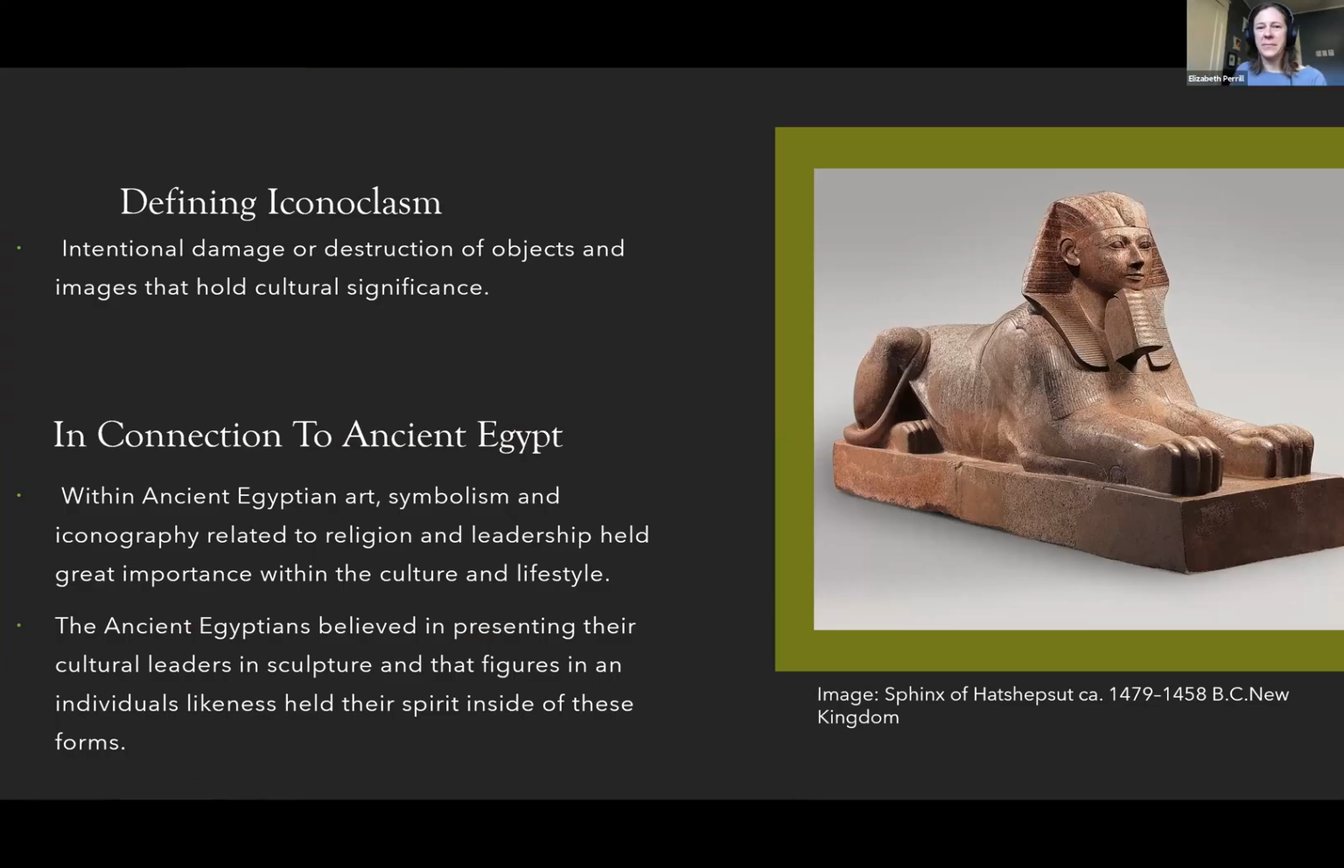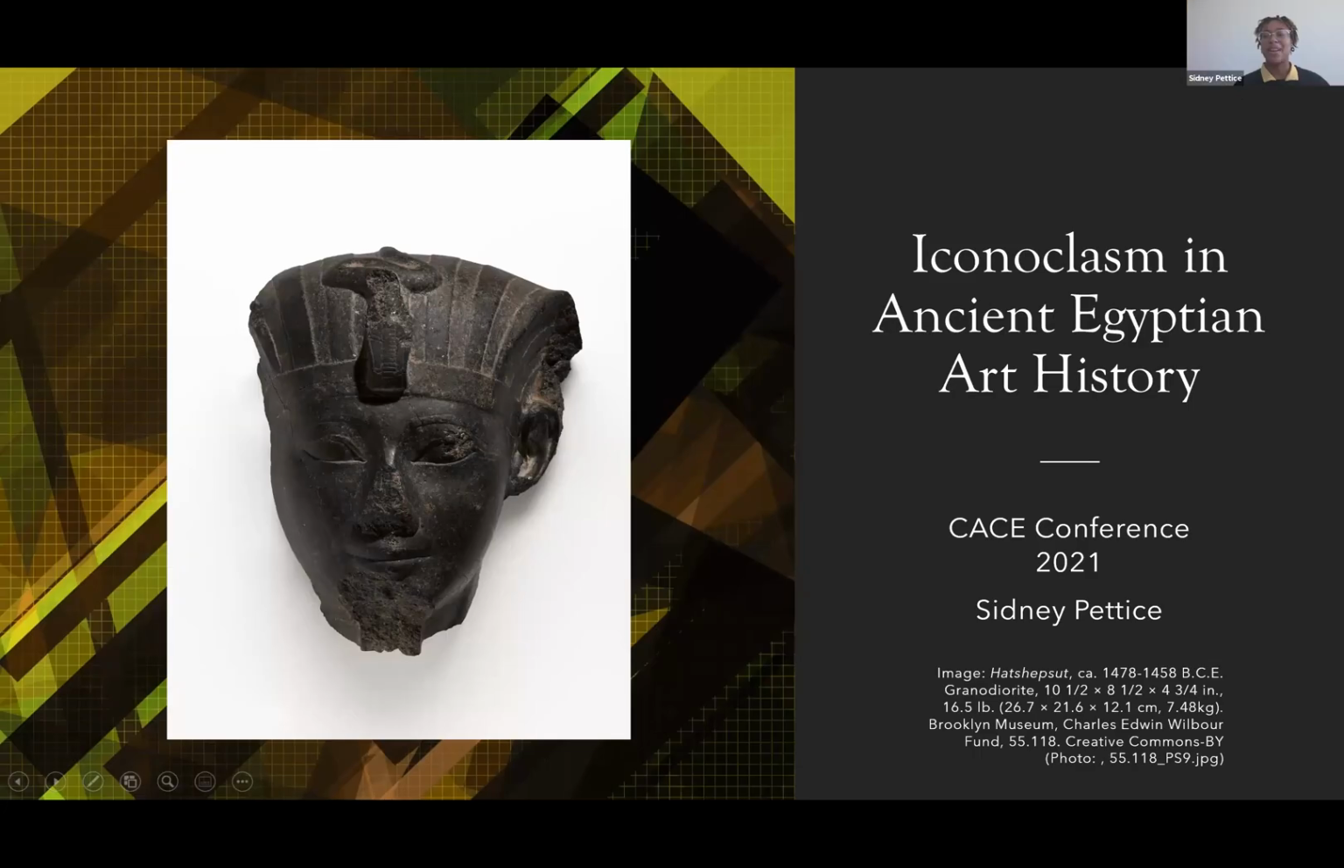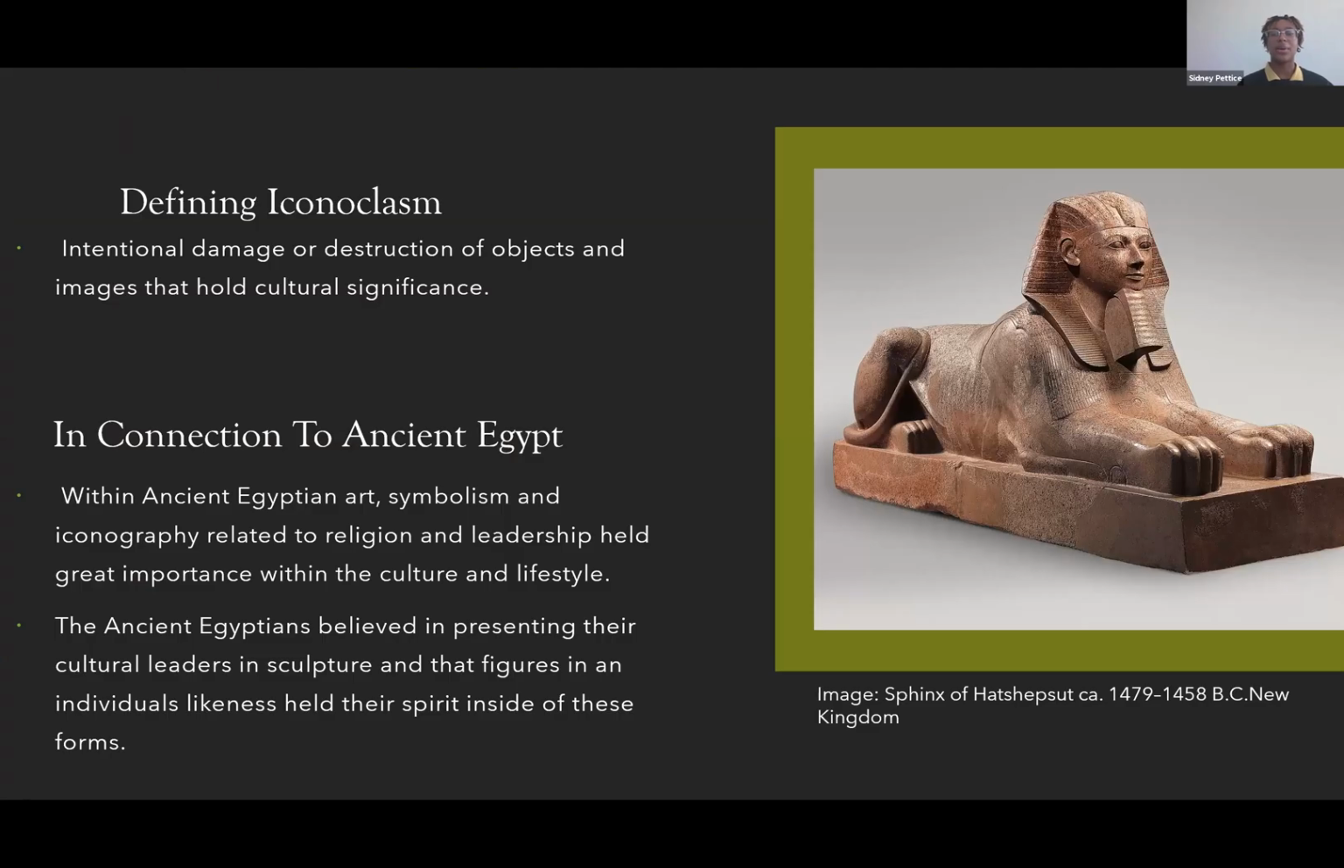Perfect. All right. So good afternoon, everyone. Today I'll be talking about iconoclasm in ancient Egyptian art history. And the first thing I like to do is define iconoclasm. It can be defined as intentional damage or destruction of objects and images that hold cultural significance.